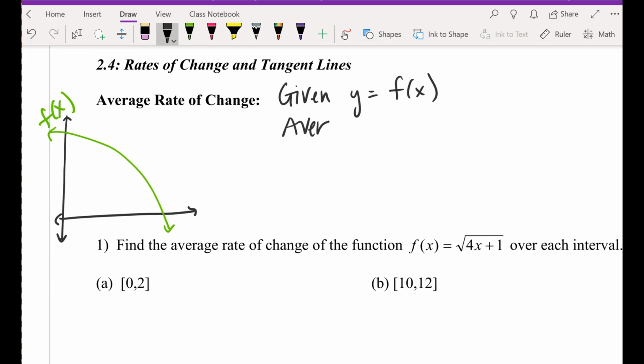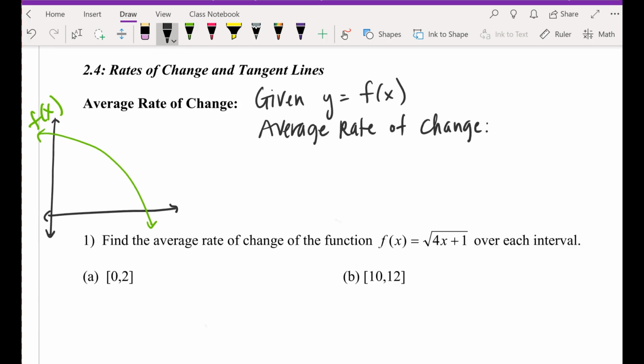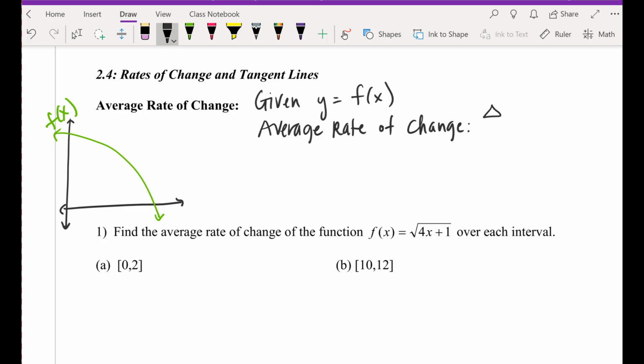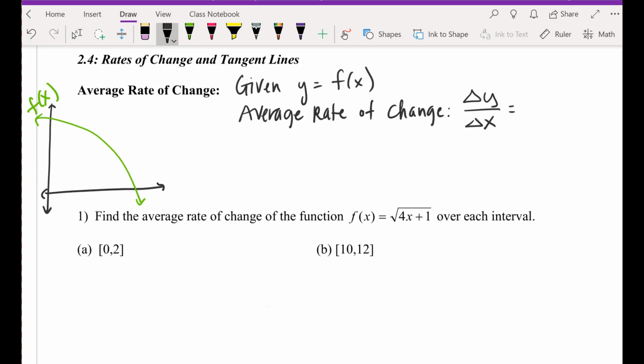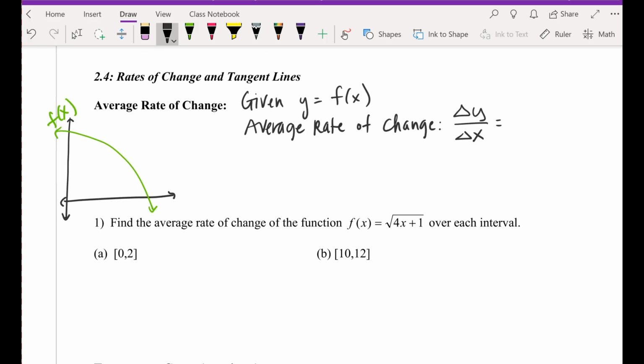Average rate of change. And you already know how to do this. This is a review. You guys remember it's delta, the change. In Algebra 1, what was the formula? Average rate of change, also known as what? Slope. Yeah. So in Algebra 1, what was the formula?